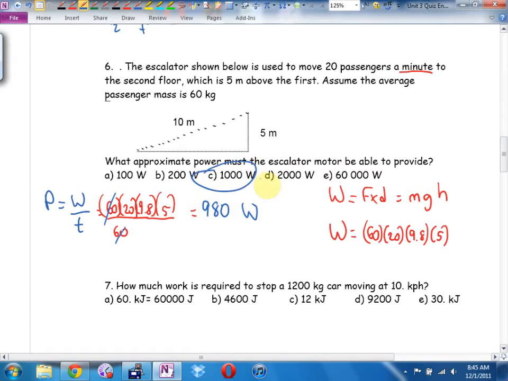The minimum motor that that escalator can have is a 1,000 watt motor if it's planning on having that kind of an output. If it wants to be able to move 20 passengers a minute, that's one passenger every 3 seconds. I'm guessing they would actually have a bigger motor than that, because escalators, I think, can move more than 20 passengers in a minute.